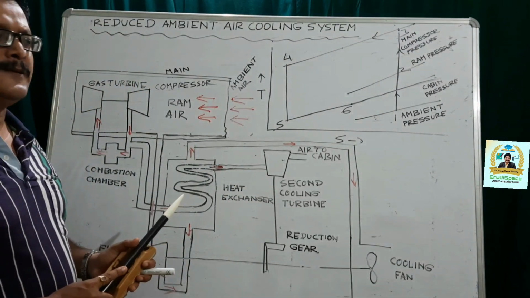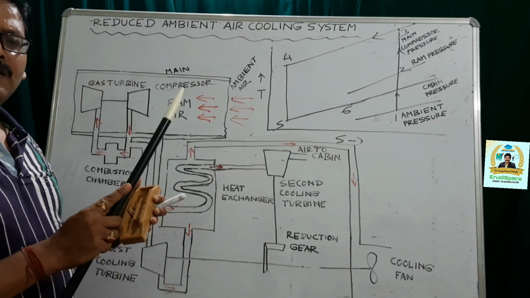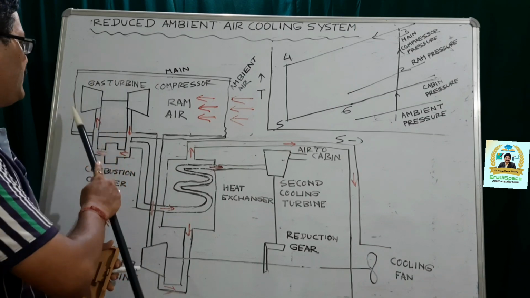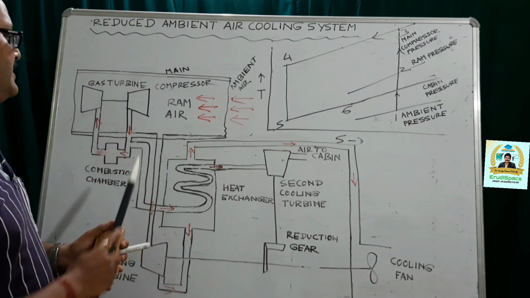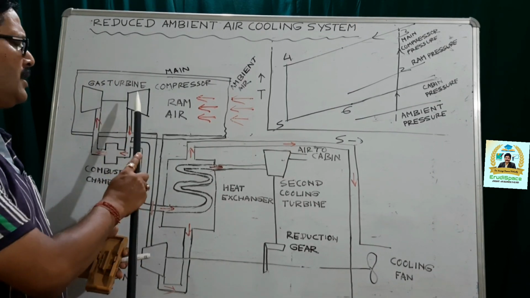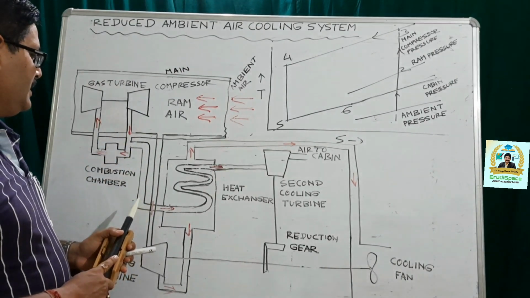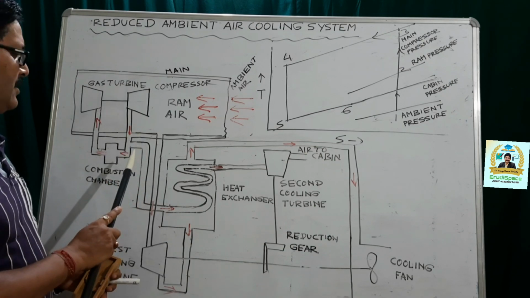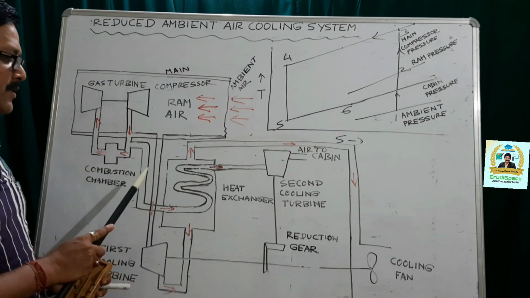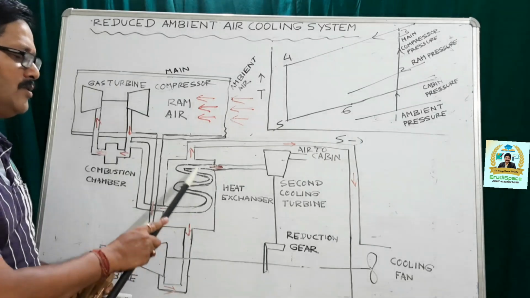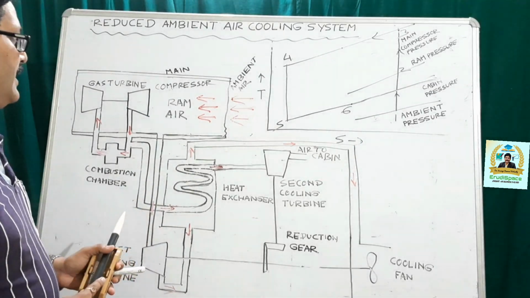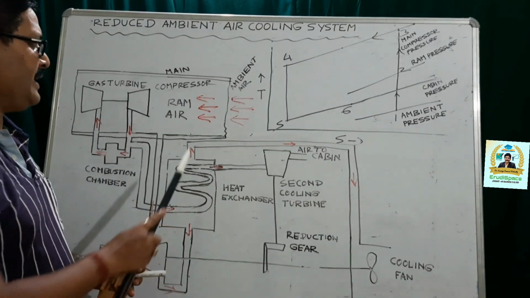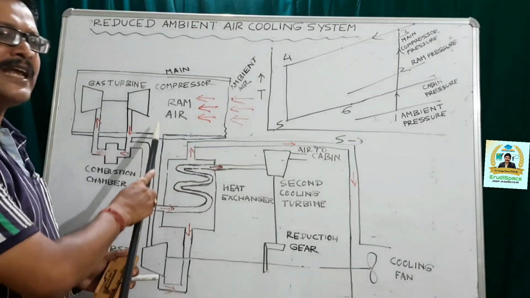This actually gives drive to the aircraft and a part of the energy that is developed is utilized to run the compressor. The remaining amount of compressed air which has not been taken to the combustion chamber is made to pass through the heat exchanger. And in this system, it is cooled by a fraction of the ram air.